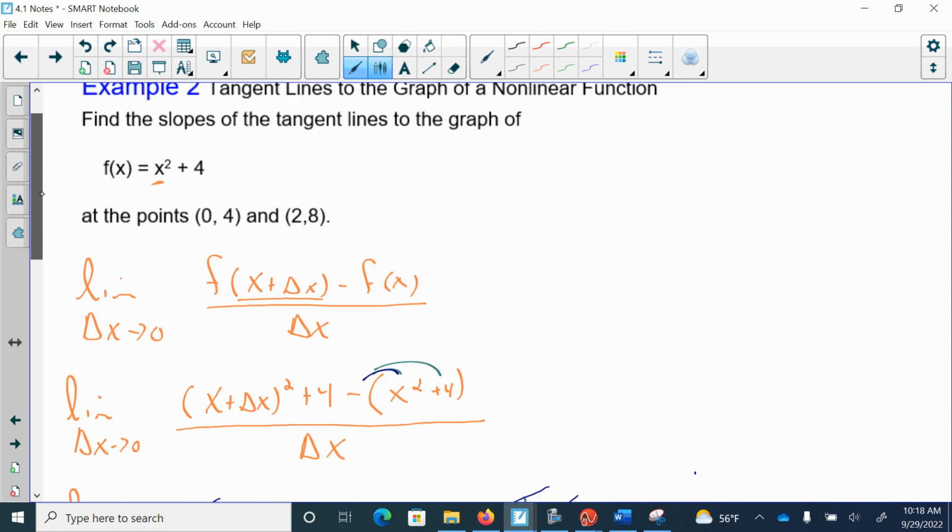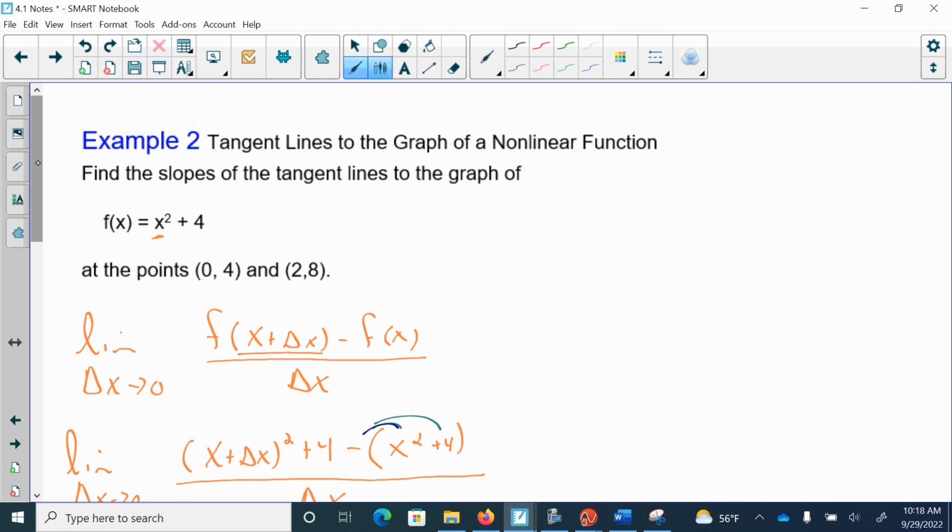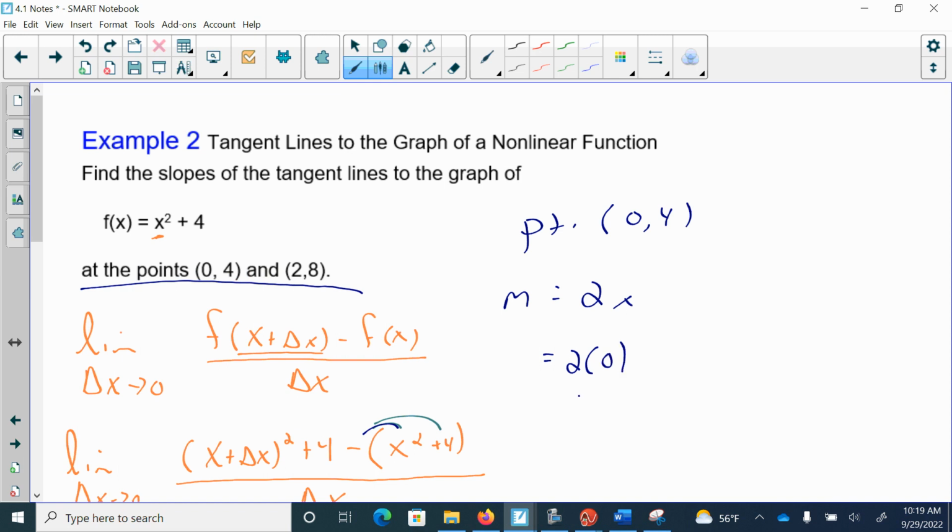So going back up here, it wants me to find the slope of the tangent lines to the graph at the points 0, 4 and 2, 8. So at the point 0, 4, the slope of the tangent line is 2x, so the slope at this point is going to be 2 times 0, so the slope will be 0. If it's 0, what does that mean? If I have a slope of 0, what does that mean? A horizontal line. So this 0 means you have a horizontal line.